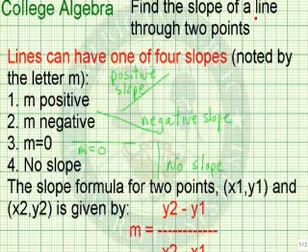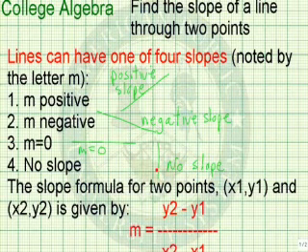Now I want to find the slope of a line through 2 points. It's important that we understand lines can have one of 4 slopes. Slope is usually noted by the letter M. M is positive. Notice this is going uphill. M is negative. It's going downhill. M equals 0. It's a horizontal line. And finally, there's no slope, a vertical line.